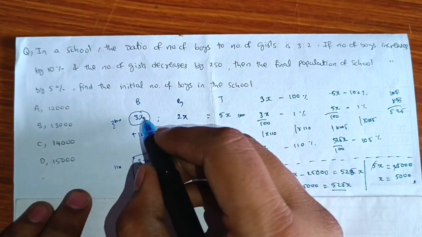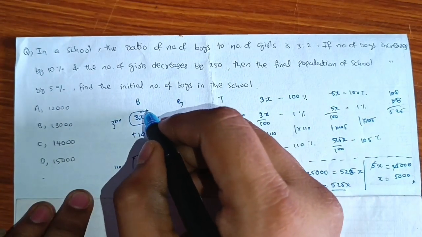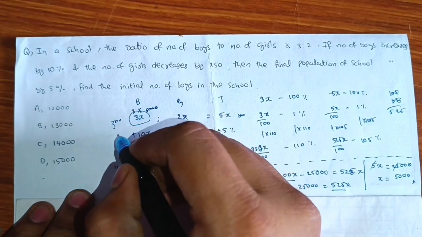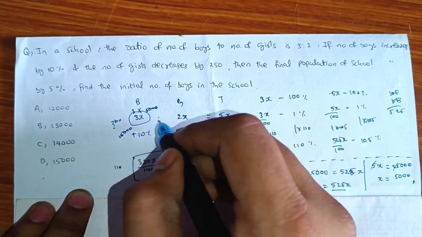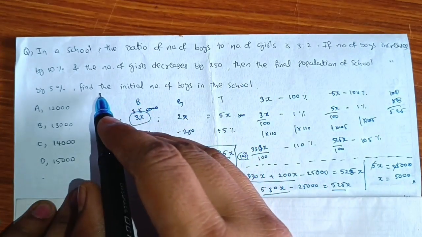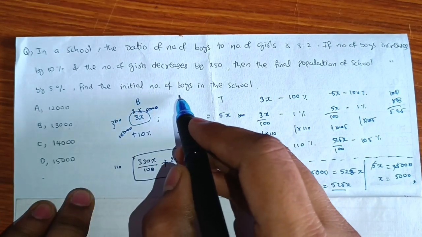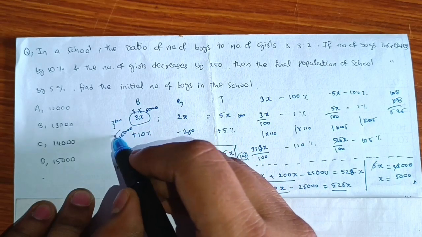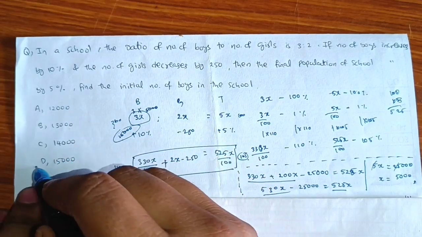We got the value of x as 5,000. Now 3 into 5,000 is 15,000. So what do we need to find? We need to find the initial number of boys in the school, which is 3x, nothing but 15,000, which is option D.